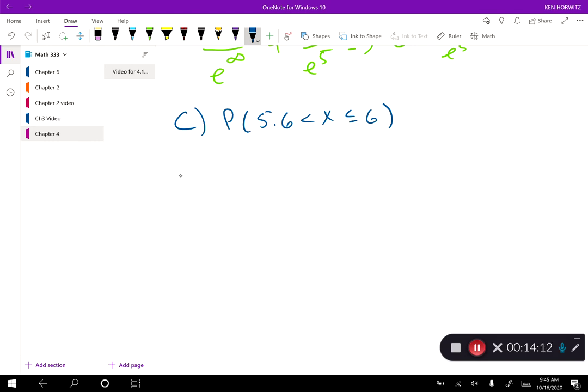All right, so again, I'm going to help you set up the integral. So we set up the integral by saying the integral from 5.6 to 6 of 10e to the negative 10 times (x minus 5.5) dx. At this point, I'd like you to pause the video, do the integral, and we'll take a look on the back end. See you soon.